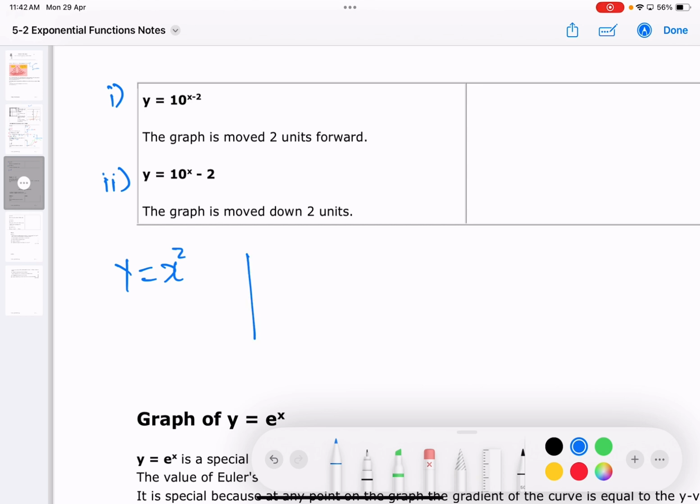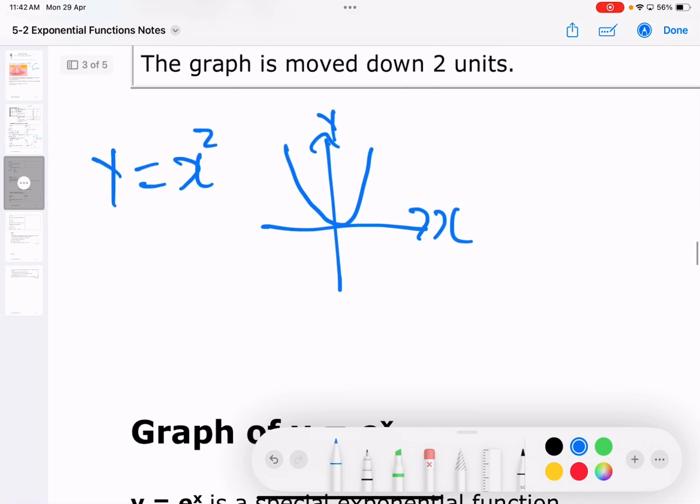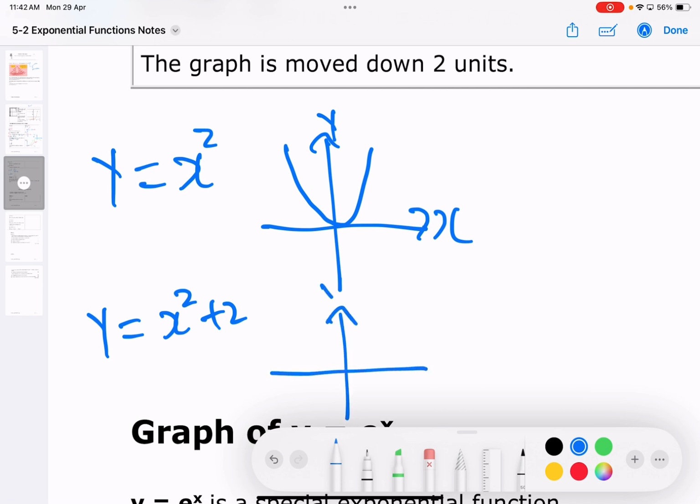Okay, you know that the graph of y equals x squared is basically this, right? But what if I have y equals x squared plus 2? Then how would it look? Basically, my graph will shift up by 2 units. Here will be 2. Correct?